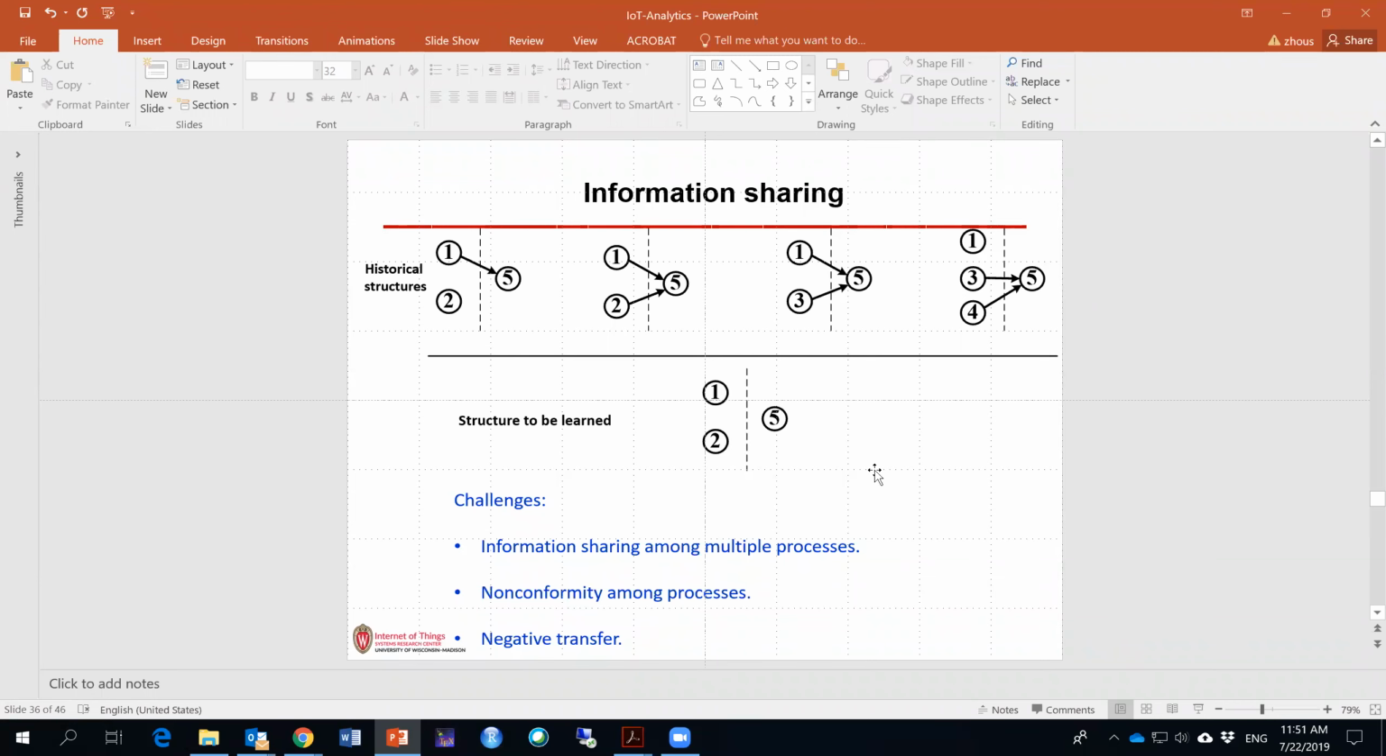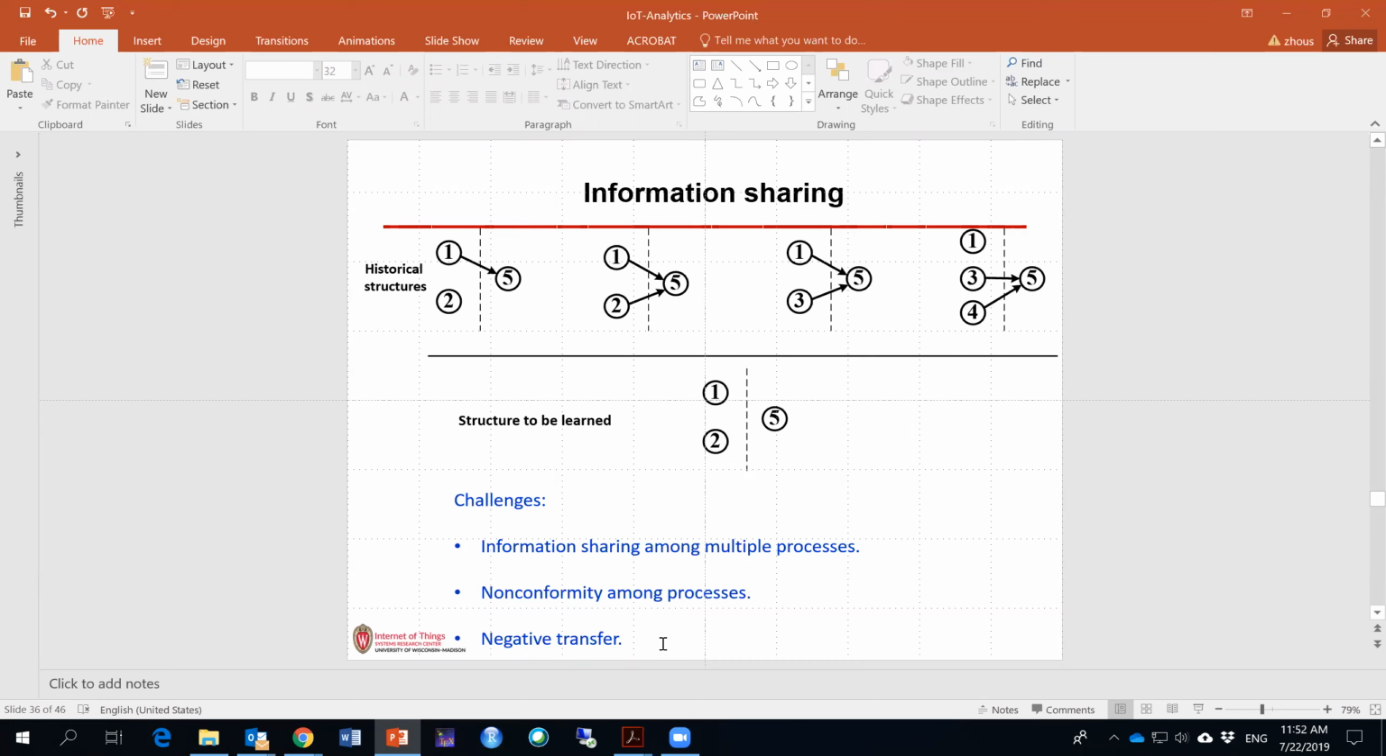The second challenge is that we have this inconsistent sample space. In this historical process, we have a node 3, but here we don't have a node 3. In the new process, we have node 2, but we don't have a node 2 here. So how can we make this sampling space consistent with each other? That's another challenge. The third challenge is so-called negative transfer.